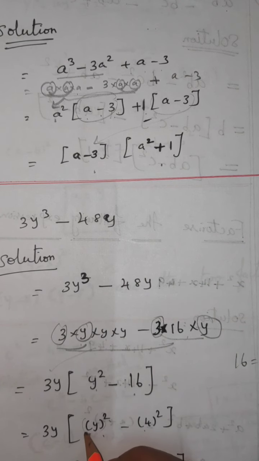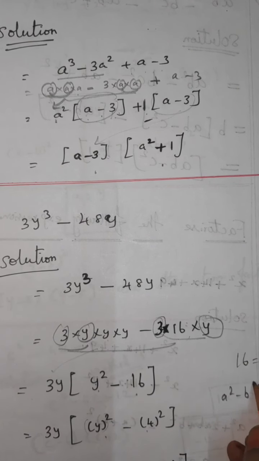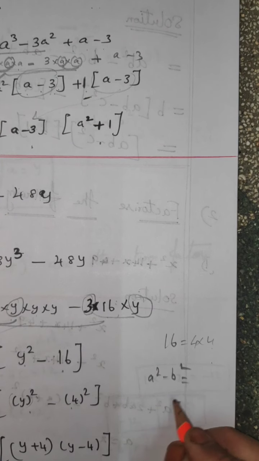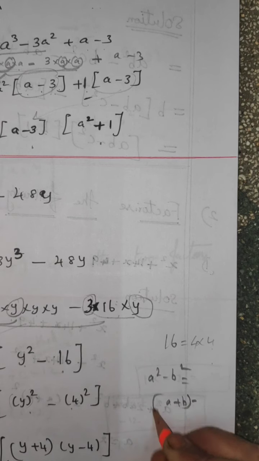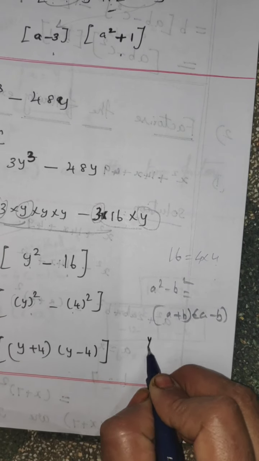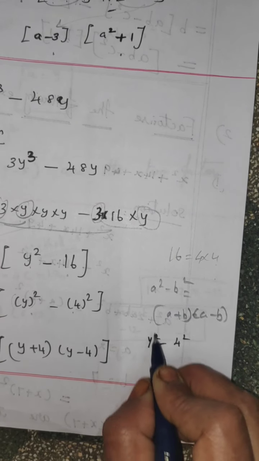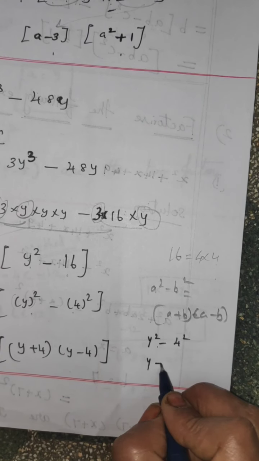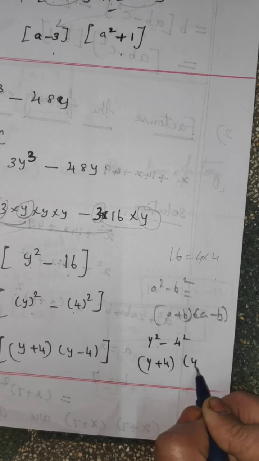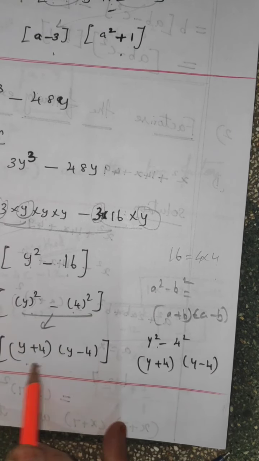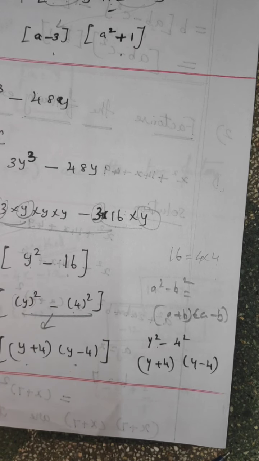Now this is the a squared minus b squared formula. a squared minus b squared. Last year also you studied. What is the answer? (a plus b) into (a minus b) is the answer. Okay, now for a, what is there? We have y squared minus 4 squared. Wherever there is a, you write y. Wherever there is b, you write 4. (y plus 4) into (y minus 4) is the answer. Now for this one, you write (y plus 4) into (y minus 4). These are the factors.